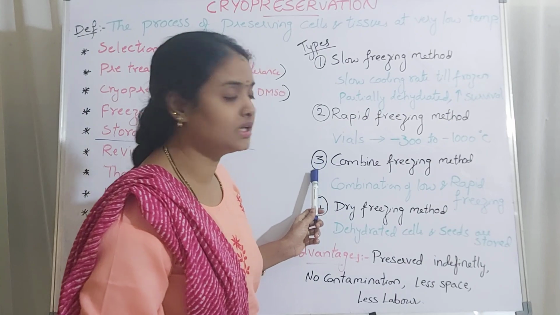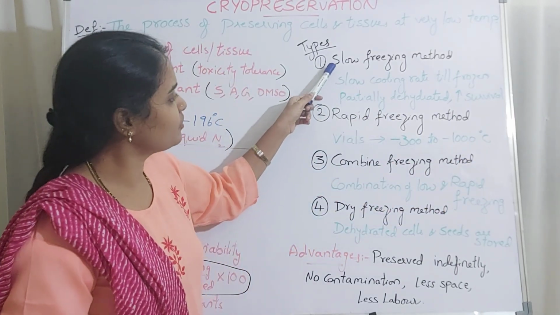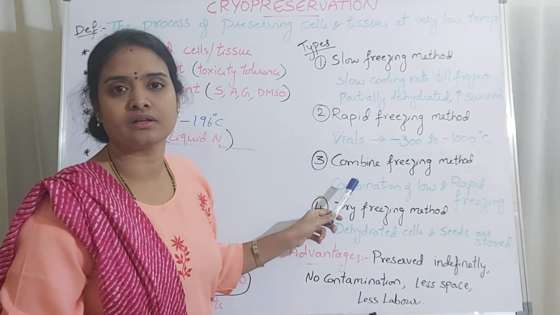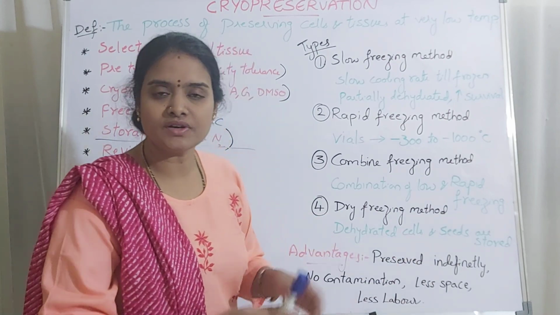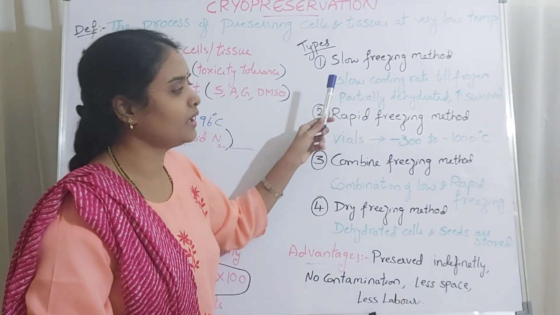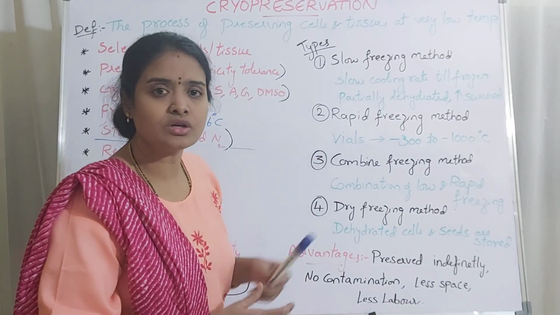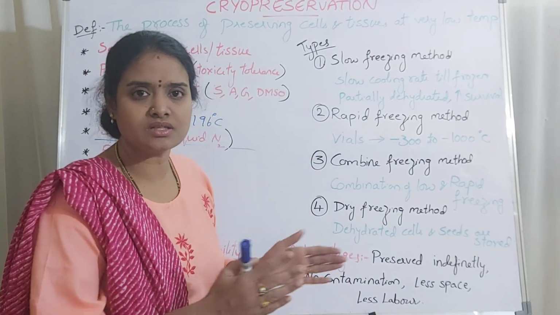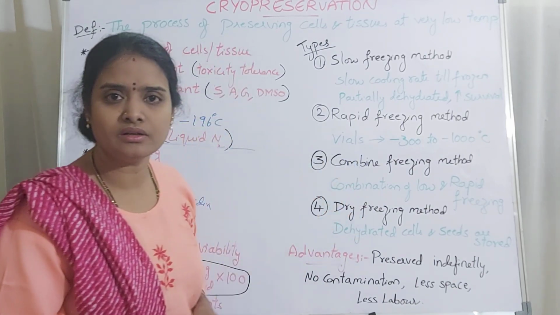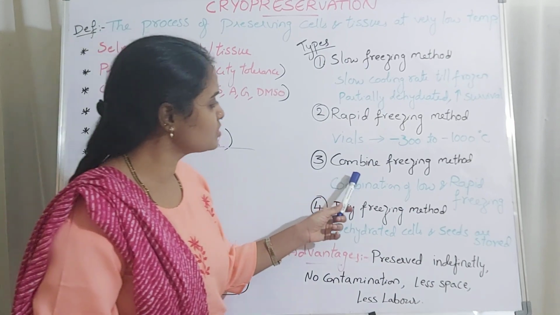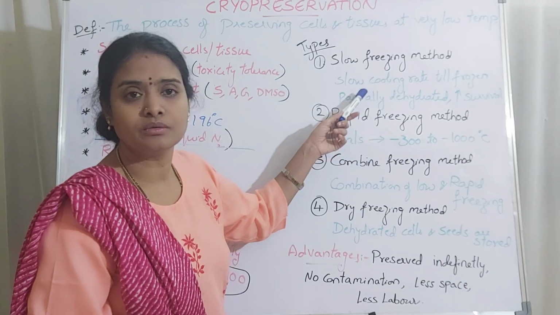Then coming to the third method, the combined freezing method. That means here steps 1 and 2 are repeated. It is a combination of slow and rapid freezing. First you maintain them at slow and then at rapid freezing, high. Again low, again high. So here it is a combination. It is a continuous combination process where you can store in liquid nitrogen. Again here also the survival rate will be less when compared to both.